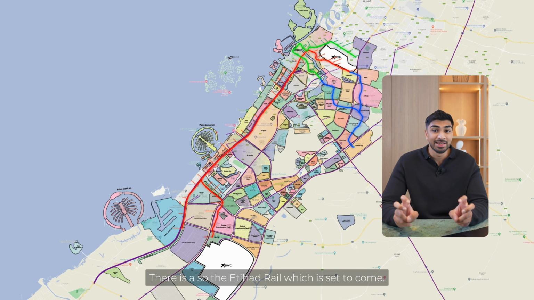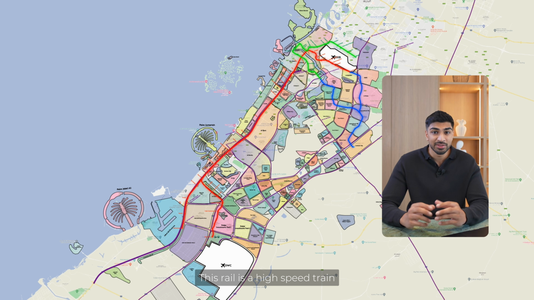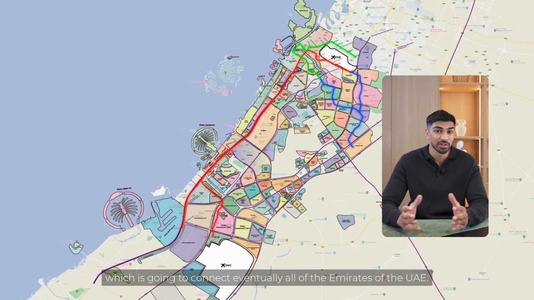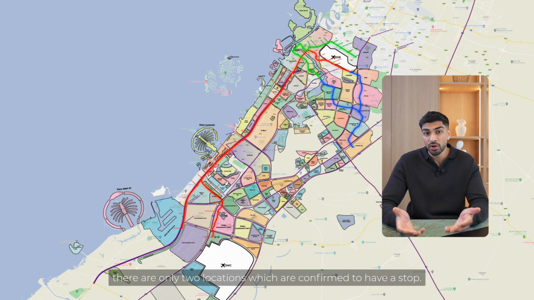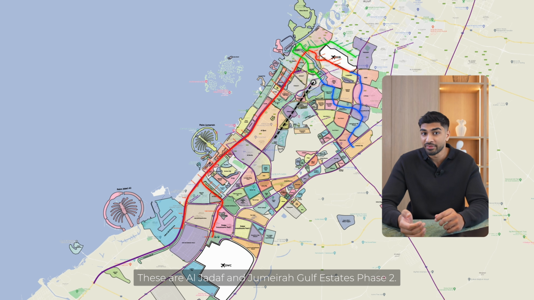There is also the Etihad rail, which is set to come. This rail is a high-speed train which is going to connect eventually all of the Emirates of the UAE and hopefully one day all of the GCC countries. In Dubai, there are only 2 locations which are confirmed to have a stop. These are Al Jadaf and Jumeirah Golf Estates Phase 2.